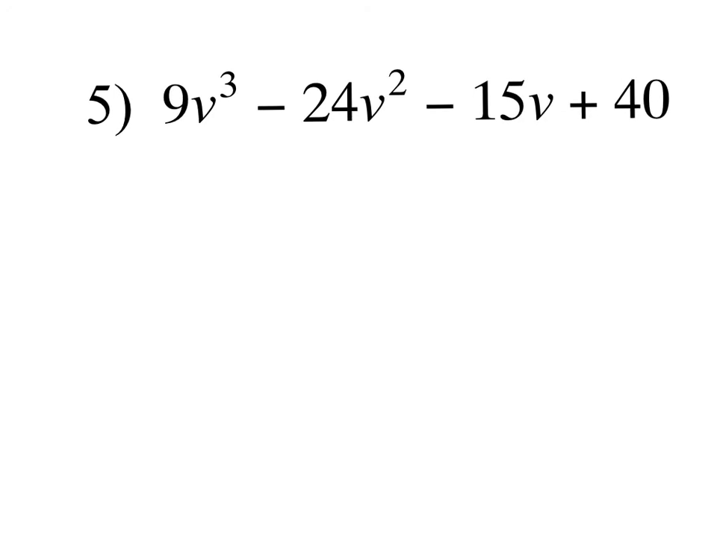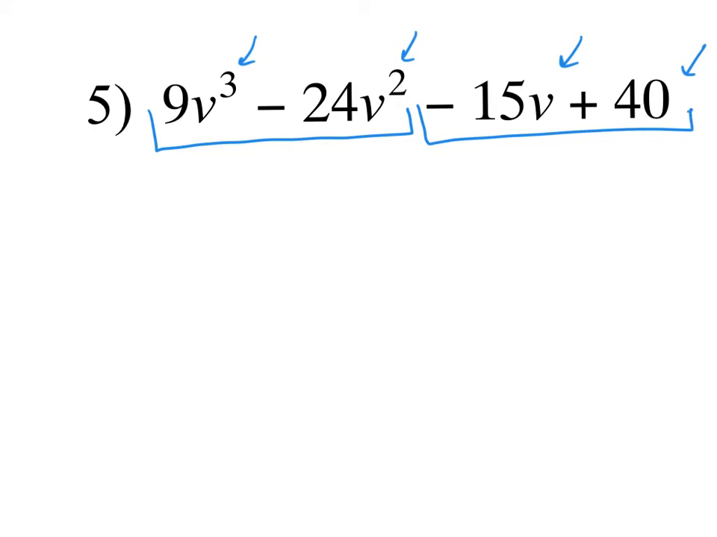Okay, 3, 2, 1, no power. We're at 4 terms here, right? So group the first 2 terms, group the second 2 terms. Okay, I need everything that's greatest common in between these two. I can't pull a 9 out, but it looks like they're both multiples of 3, and they both have at least a v squared in them.